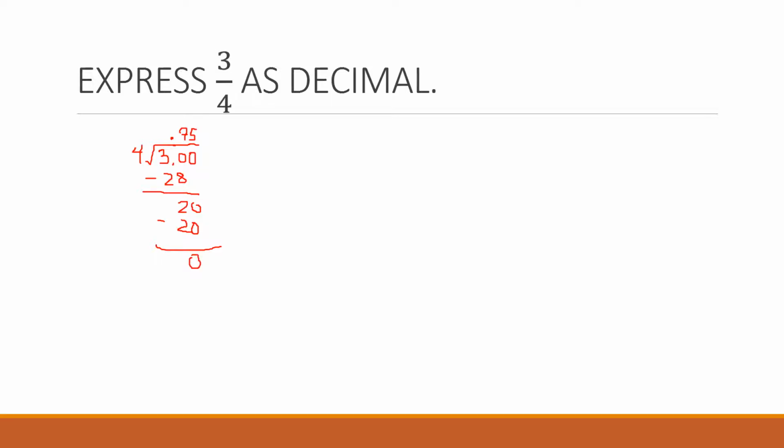Since this is already 0, you don't have any numbers to bring down, meaning your answer is 0.75. So 3 over 4 in decimal is 0.75. Either way of writing it is accepted.